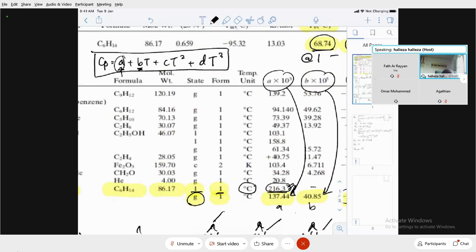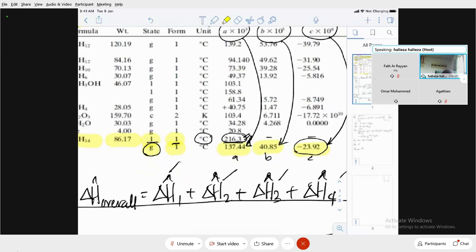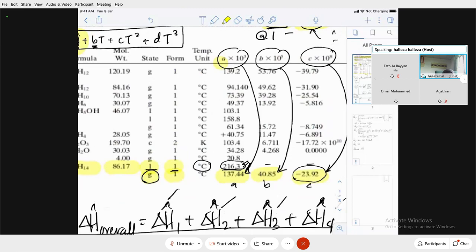So now let's look at just A. Just look at A. So what is the A for the gas? What's the value of A for gas? 137.44. But if you look at the top here, it's not that value. A times 10 power of 3 is equal to that value. So it will be 10 to the negative 3.